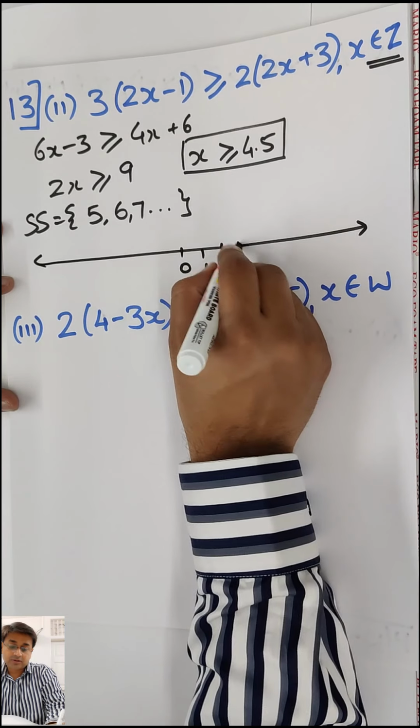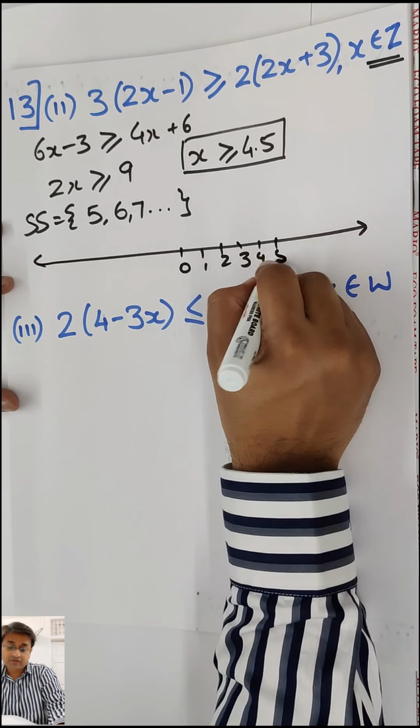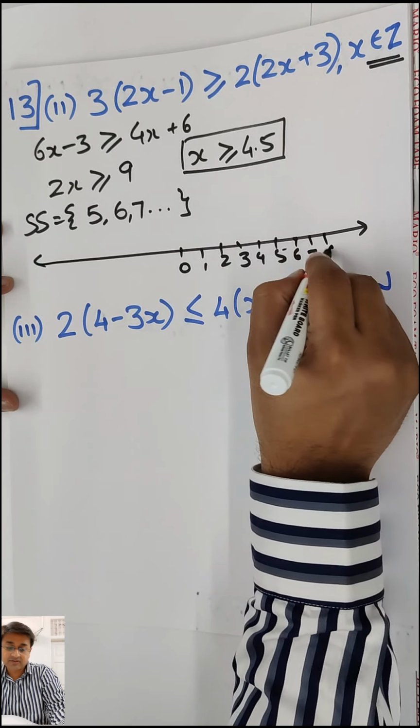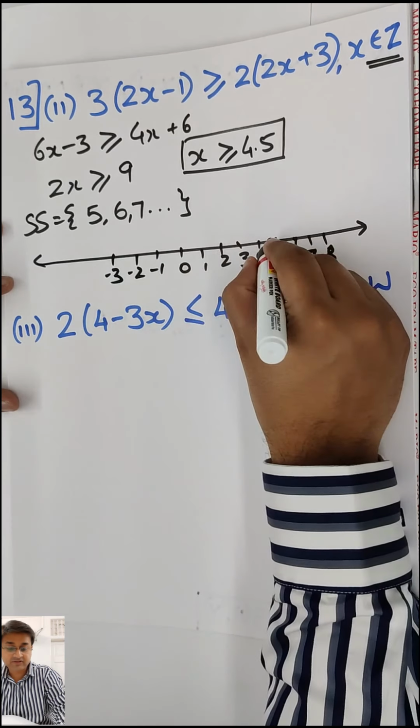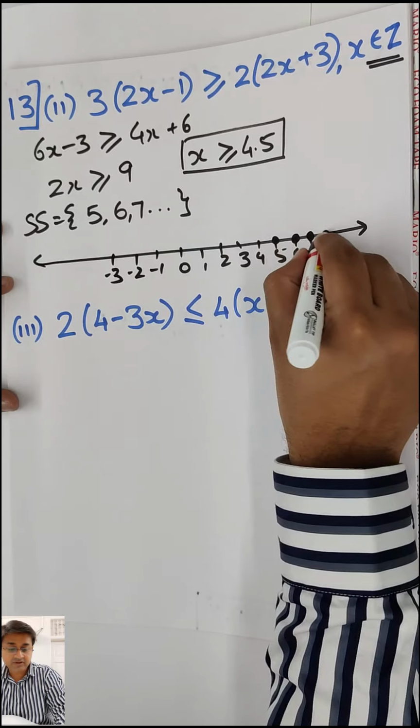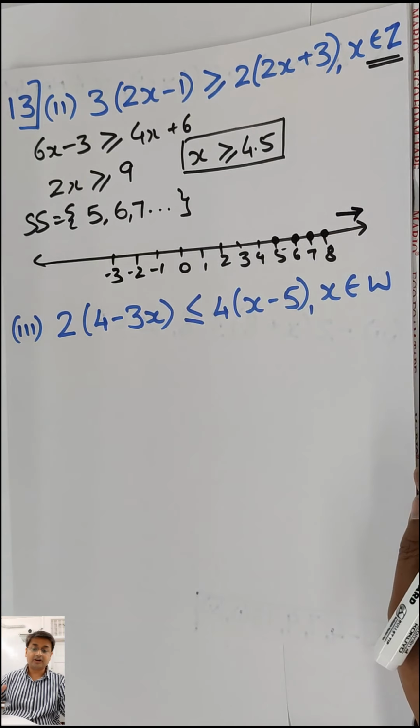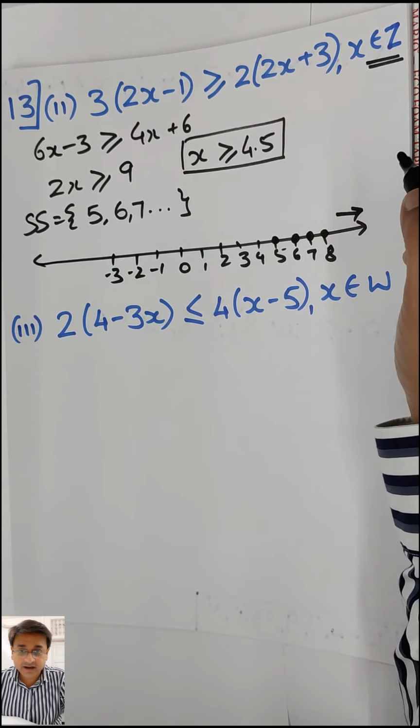0, 1, 2, 3, 4, 5, 6, 7, 8, minus 1, minus 2, minus 3. So 5 is there, 6, 7, 8 till infinity. Are you getting it? How many of you all got it correct?